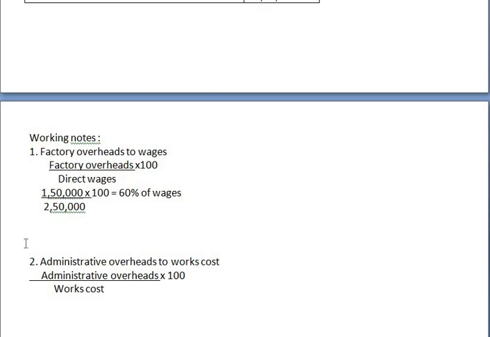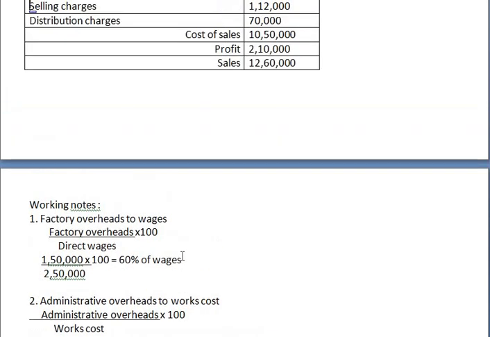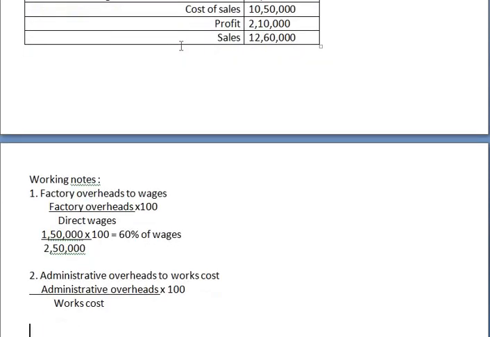Now in the problem for the year 2019, estimated materials as well as wages they have given. So based on that, we will have to find it out. Okay. The next is administrative overheads to works cost. So this is given as per the problem. Factory overhead is based on direct labor, and that we have already calculated. Now administrative overheads is based on factory cost. Factory cost is nothing but works cost.